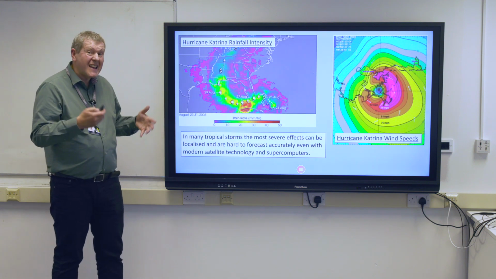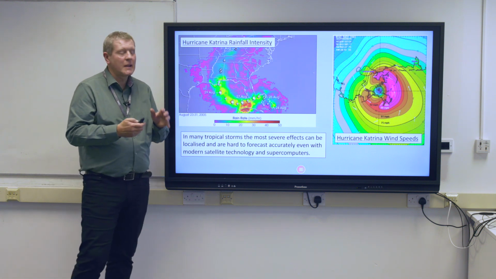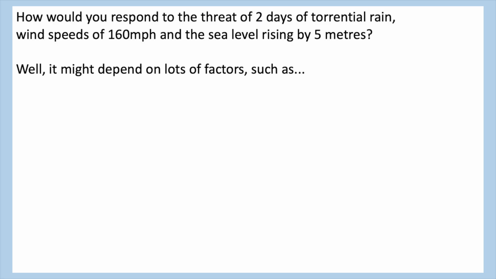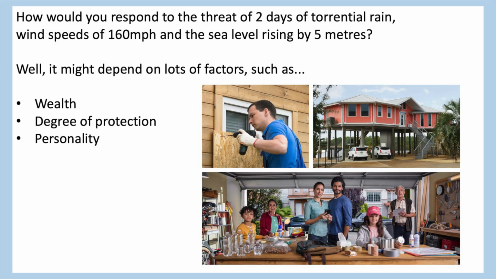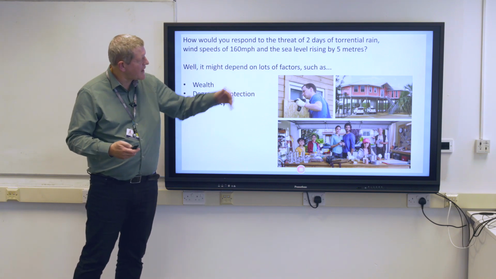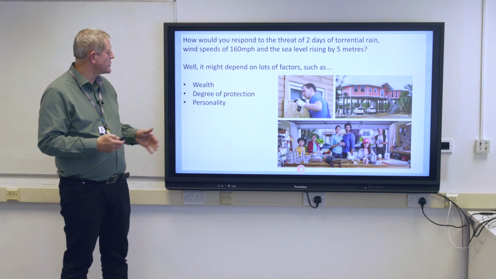It's also quite hard to predict the exact impact of the storms. In many tropical storms, the most severe effects are quite localized, like rainfall or the actual precise wind speed. So how would you respond to the threat of 2 days of torrential rain, wind speeds of 160 miles per hour, and the sea level rising by up to 5 meters? Well, it might depend on a lot of factors. These factors can include things like how much money you've got. And many Americans have survival kits, they can board their houses up, they can even build houses on stilts to protect themselves against tropical storms.